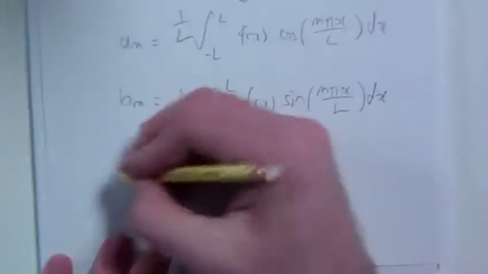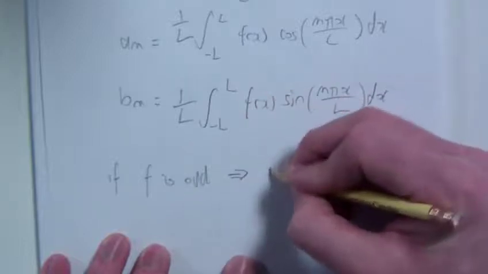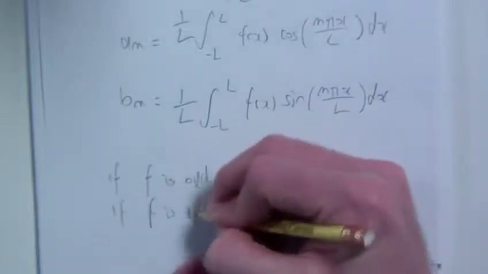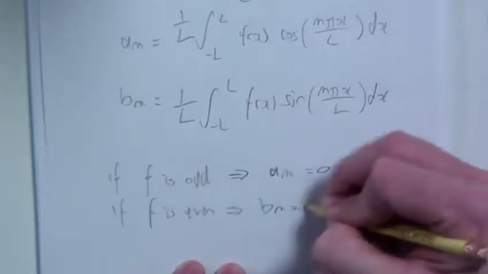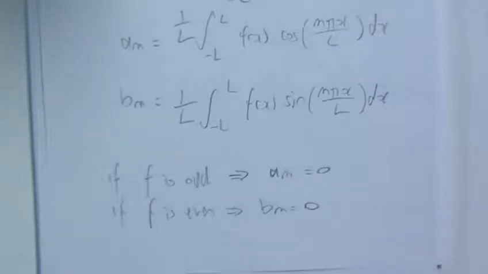I should point out that if f is odd, then that will mean that all the a's are equal to 0. And if f is even, that will mean that all the b's are equal to 0. So even functions are only made of cos, and odd functions are only made of sine. That's because cos is an even function and sine is an odd function. So if you can look at your function and know straight up whether it's even or odd, you can just ignore half of the Fourier series. You only need half of it.